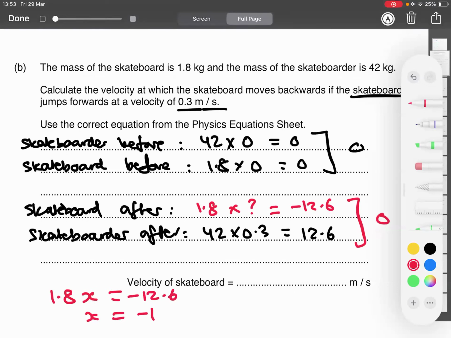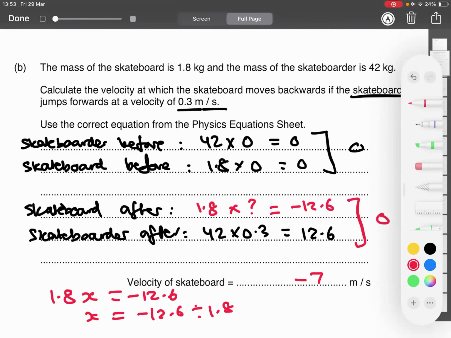So x equals minus 12.6 divided by 1.8, right? Yeah. So 12.6 divided by 1.8, so minus 7 meters per second. It says velocity as well, so you have to put a minus. Right. So because it's going 7 backwards, the momentum of them both added up is 12.6 and minus 12.6, which makes 0. So total momentum is conserved.